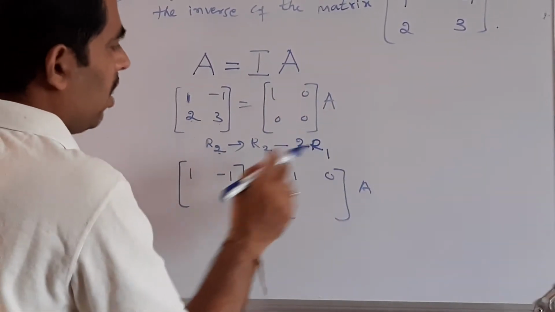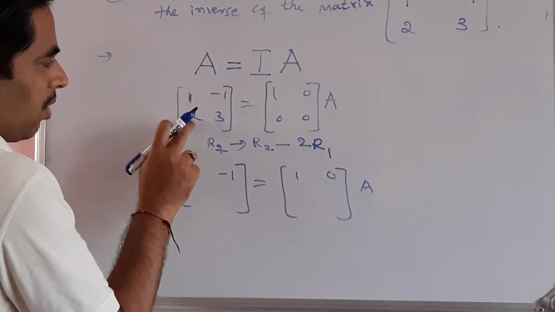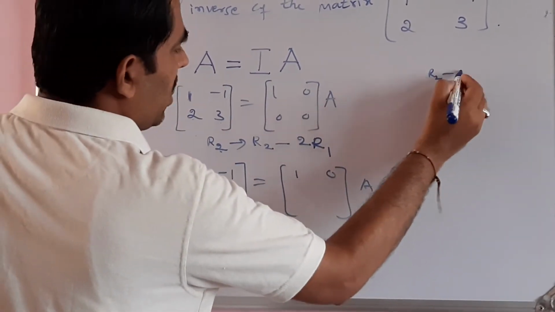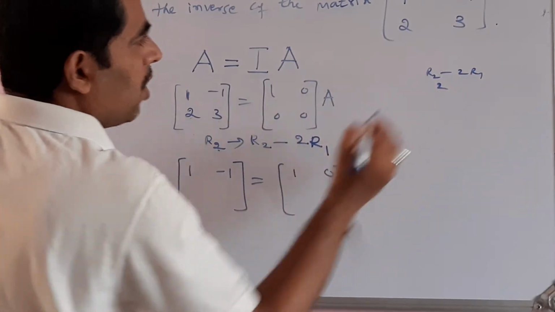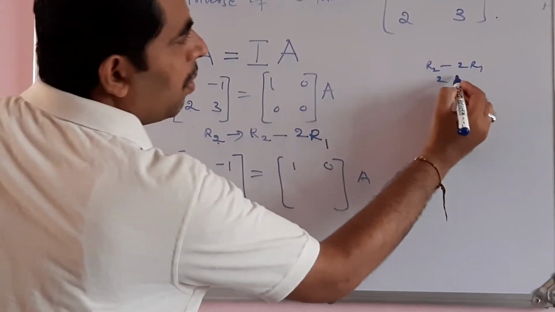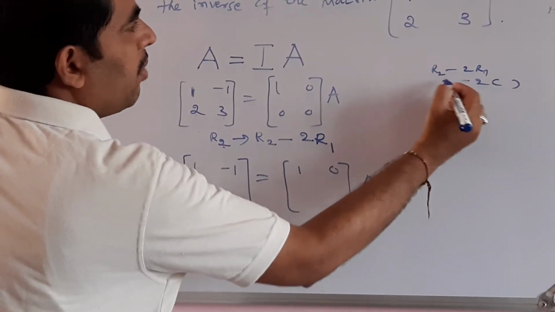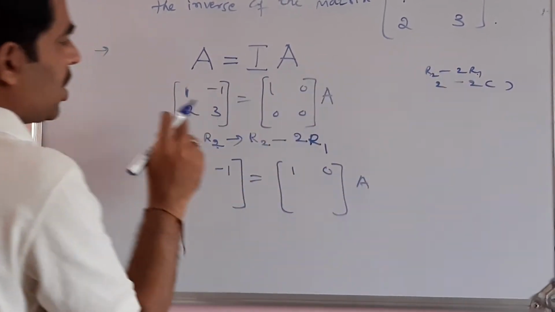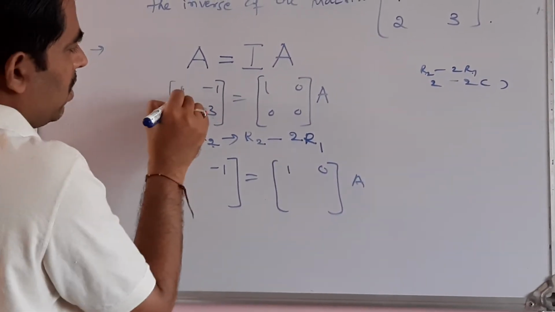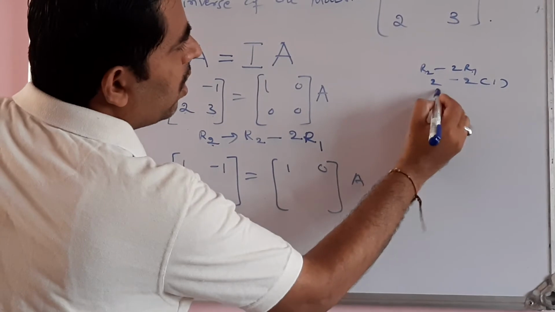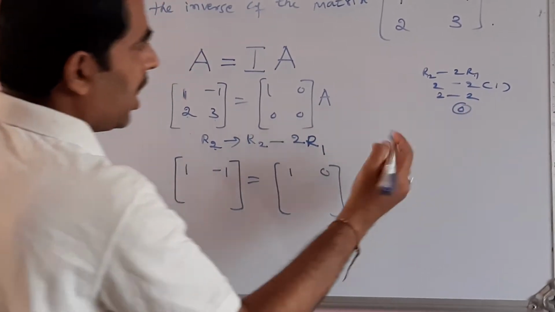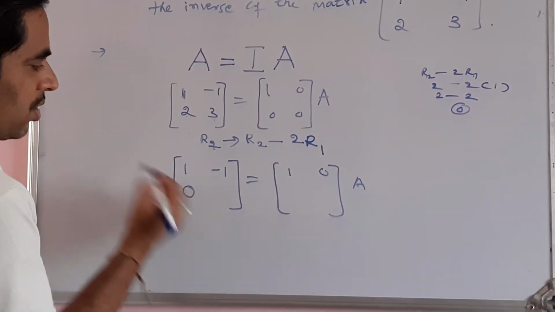We have to make a rough work here. R2, the corresponding element of the second row is 2. We'll write R2 minus 2 R1. So what is R2 here? 2. See, 2 minus 2 times the corresponding element in the first row. That is 1, here 1 is there. So 2 into 1, that is 2 minus 2. That will be 0. So I reduce this to 0.